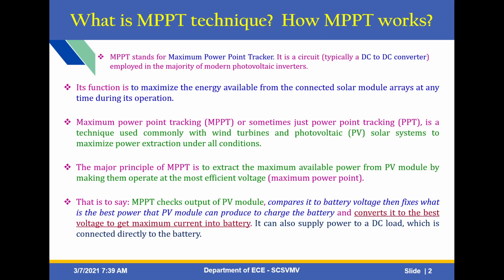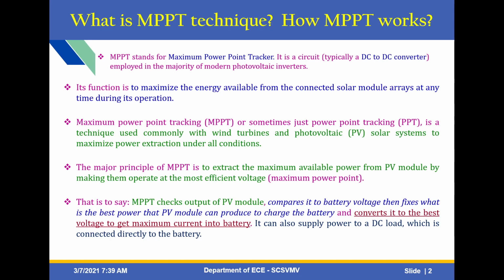its operation. For that, MPPT checks the output of the PV modules, then compares it with the battery voltage, and then fixes the best power that the PV module can produce to charge the battery. It also converts it to the best voltage to maximize current to the battery. It can also supply power to a DC load which is connected directly to the battery.